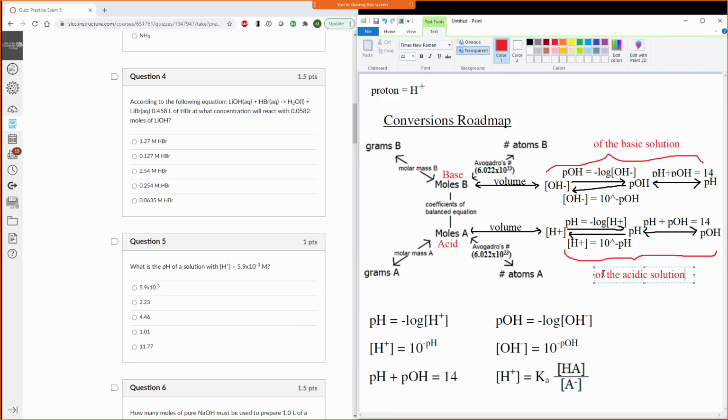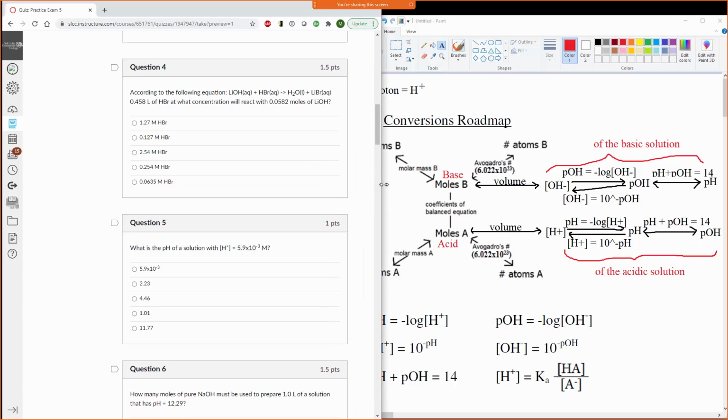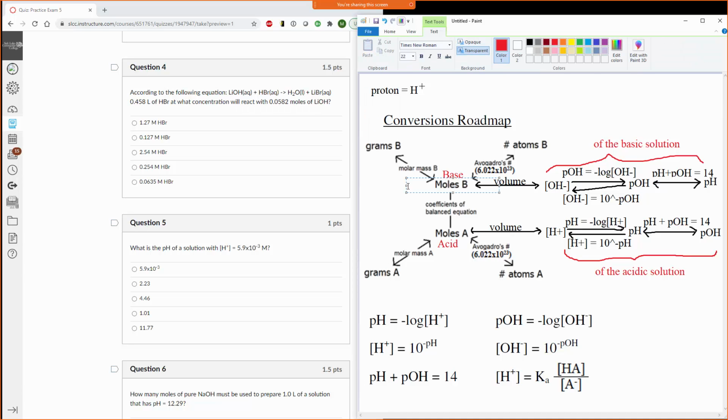Okay. All right, now that I have taken some time to do my brain dump, as you call it, right? Everything that I've been trying to make sure that I remember for this exam. I'm going to come over here and look at these questions. So I've got an equation, lithium hydroxide reacts with HBr to make H2O plus LiBr, and it looks like it's balanced. And they're asking 0.458 liters of HBr at what concentration will react with 0.582 moles of lithium hydroxide.